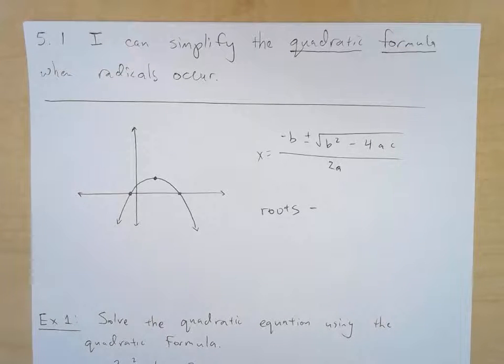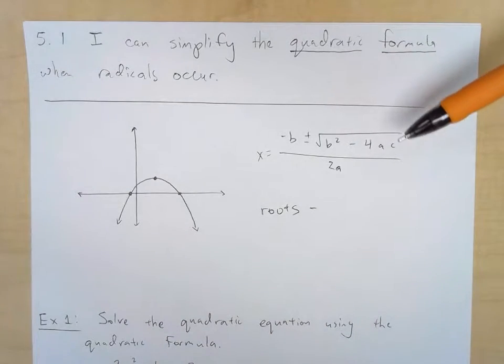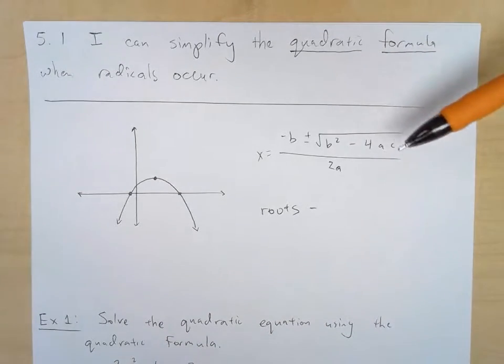Hi guys, today we'll be talking about simplifying the quadratic formula when radicals occur. That is to say, we have our quadratic formula, which is x equals negative b plus or minus the square root of b squared minus 4ac, all divided by 2a. And we're going to simplify this. Remember, before the break we put numbers in, we said b is equal to, a is equal to, c is equal to, and we simplified.